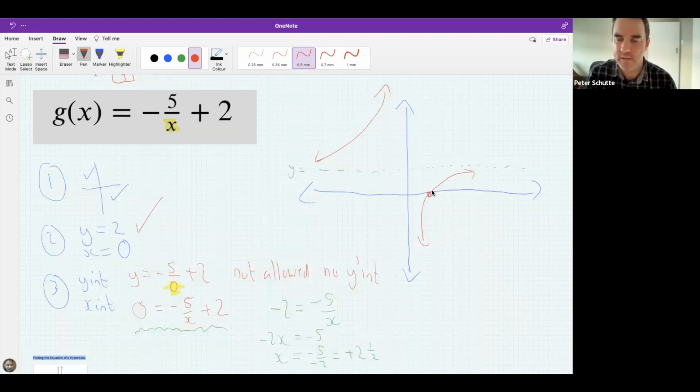Okay, and then the only intercept that I have here is 5 over 2 or 2.5. There is no y-intercept like we worked out. And so the equation of this graph is just the equation G, and that's it.